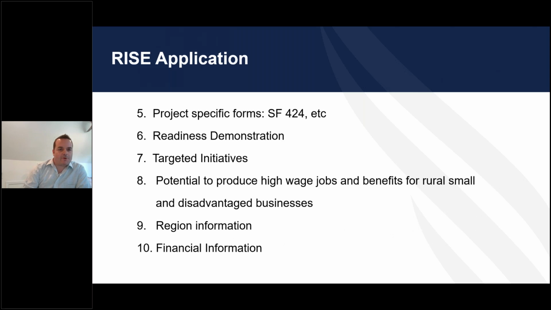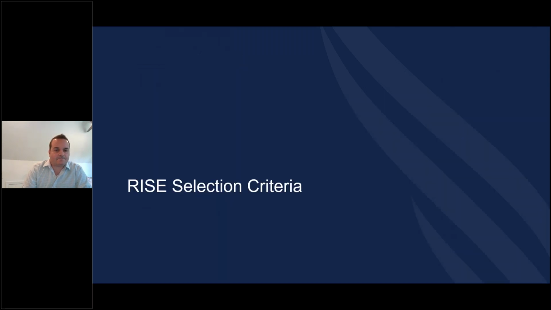And then moving forward, we've got our standard forms that are part of all our applications. There's standard form 424, readiness demonstration section, targeted initiatives of the project. A section of the application talks about the potential to produce high wage jobs and benefits for rural, small, and disadvantaged businesses. Regional information, talking about the demographics, that type of thing, and then financial information of the applicant entity, or the partnership, I'm sorry. Next slide, please.